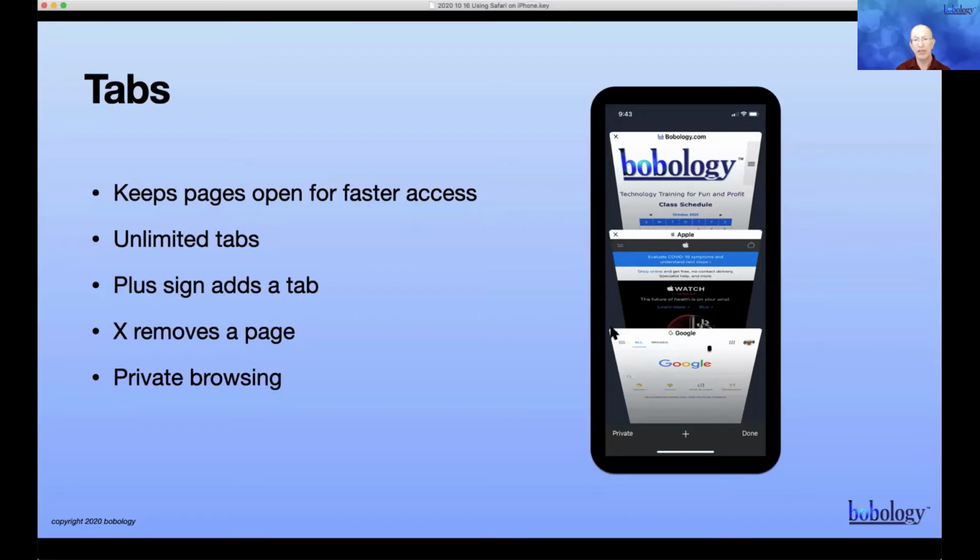And the X on a particular web page closes that tab. It doesn't mean you can't go back and visit that web page. It's just that you're going to have to tap in the address or go and visit it in some other way. And then private allows you to do private browsing. It won't let cookies track you, and it won't keep anything in your history. So you can always do that from the tab button.